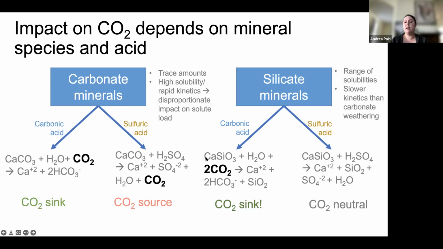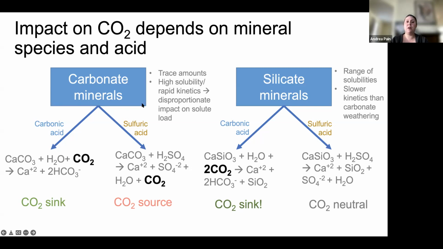If we look at the silicate minerals, carbonic acid weathering is a strong CO2 sink, so it consumes twice the amount of CO2 per mole of reaction, whereas sulfuric acid weathering of silicate minerals actually has no impact on CO2. And so we can look at the differences between these different mineral weathering reactions and try to understand how the net impact of mineral weathering reactions impacts CO2 under the Greenland ice sheet.